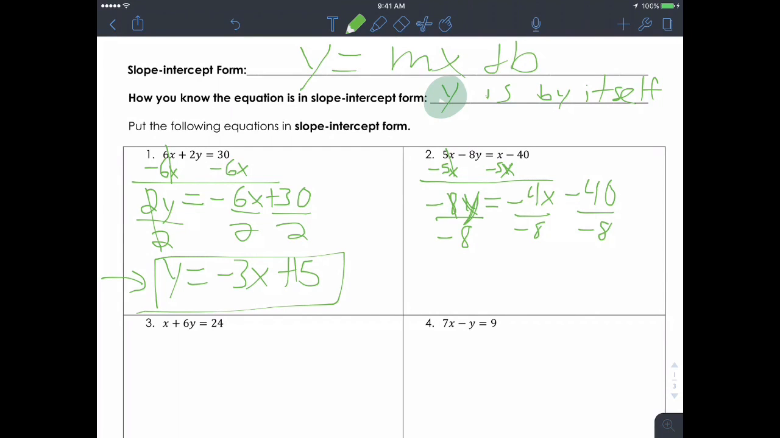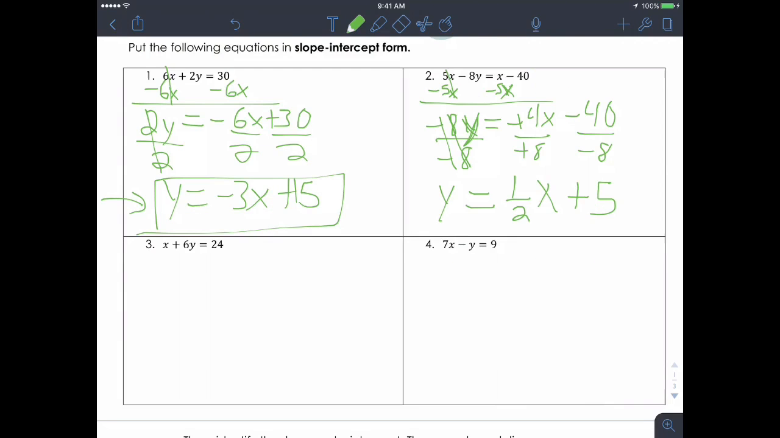So the negative 8's totally cancel. You're left with y equal to, over here you've got to simplify. Negative 4 divided by negative 8 can be reduced. First of all, these negatives become positives, and since 4 goes into both of these numbers, 4 goes into 4 one time, and 4 goes into 8 two times. So it turns out to be 1/2. Bring down the x, and then over here we have negative 40 divided by negative 8. That is a positive 5.